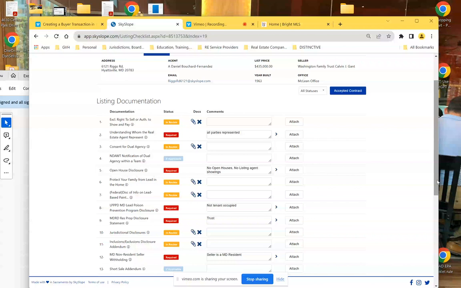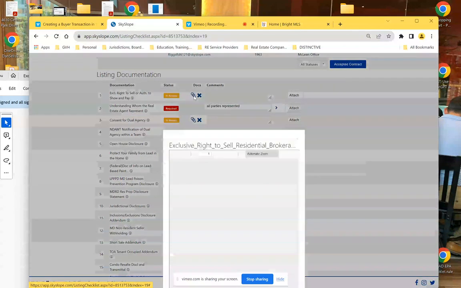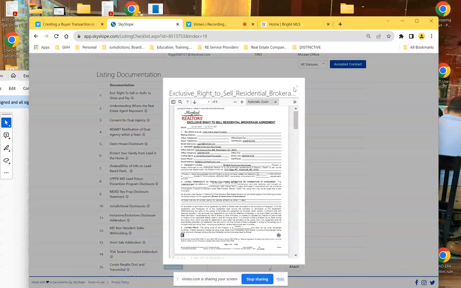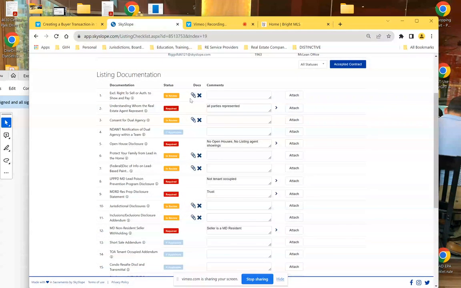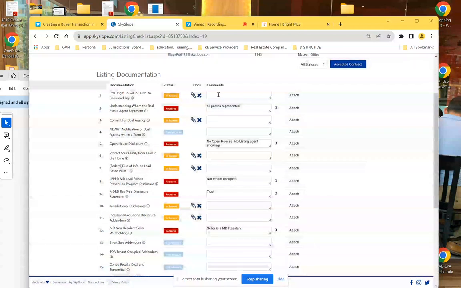So you'll notice here that all the listings are in here. All the listing documentation is in. And what we've got are the paper clips, which represent the PDF documents that are here. So that has been submitted into the transaction. Whenever you click attach, it'll put it in as a paper clip, and you'll know that is the piece that we're looking for.